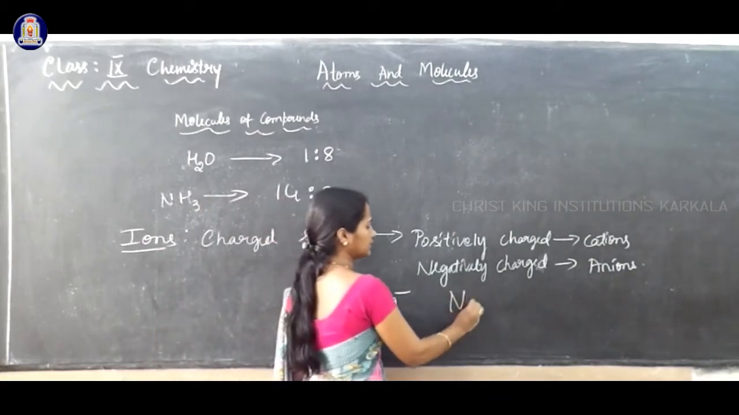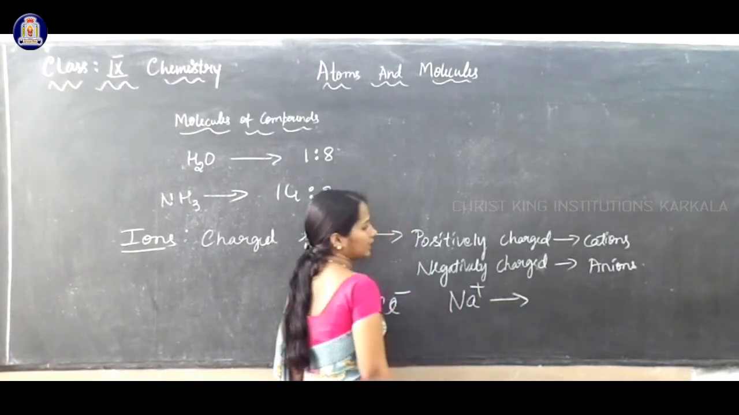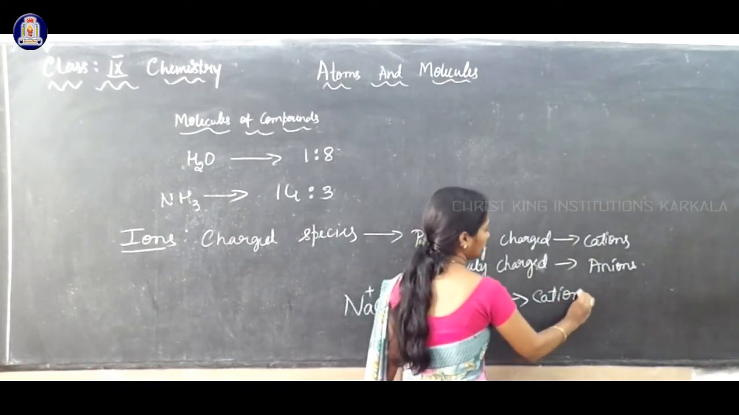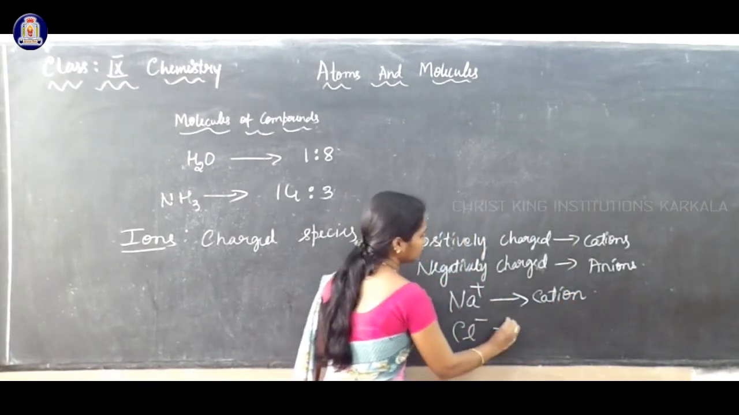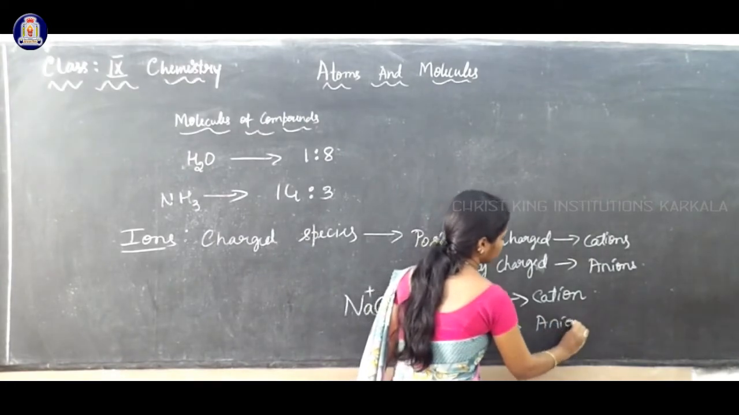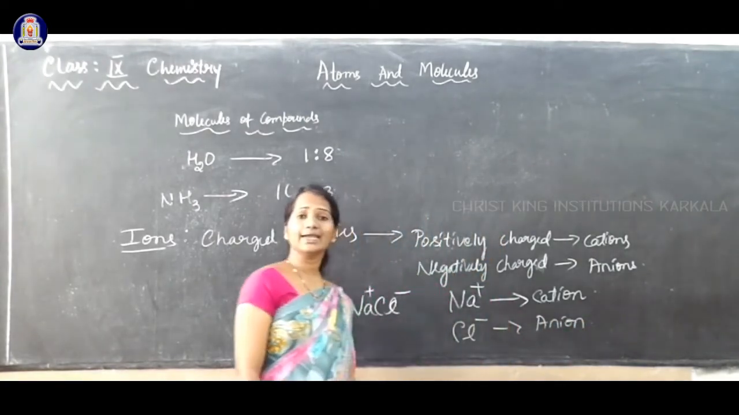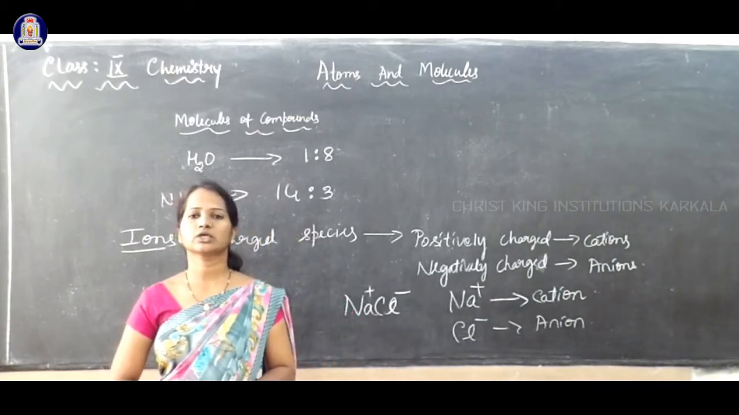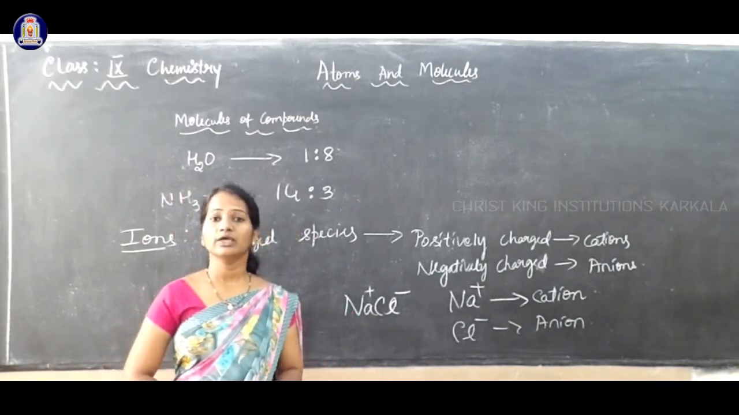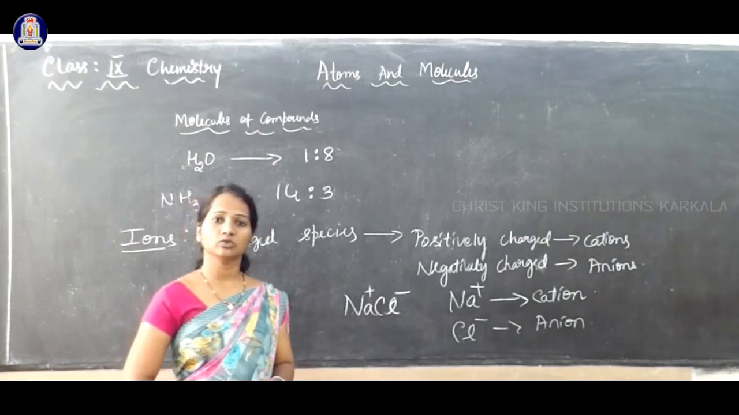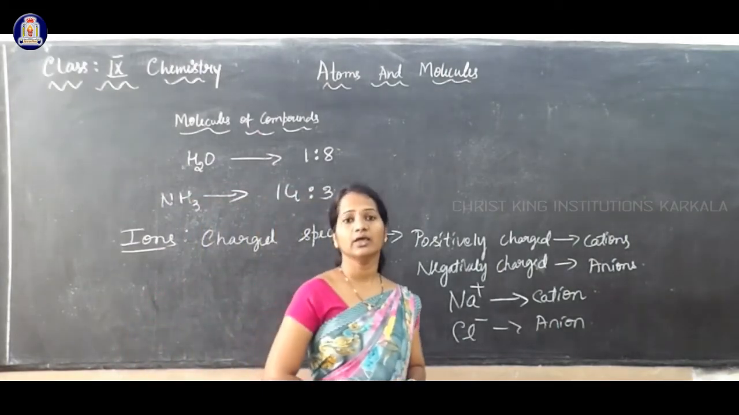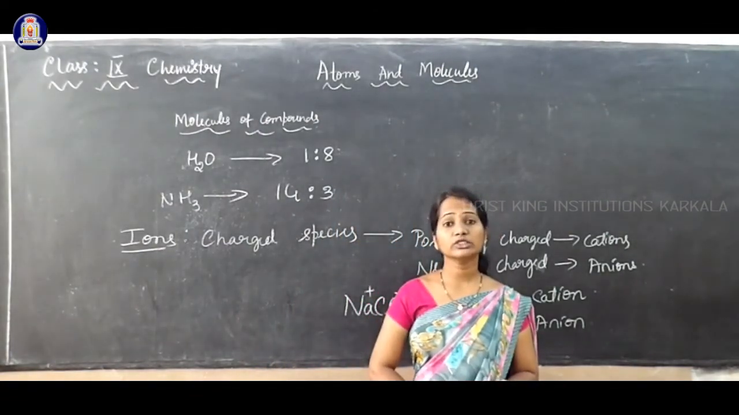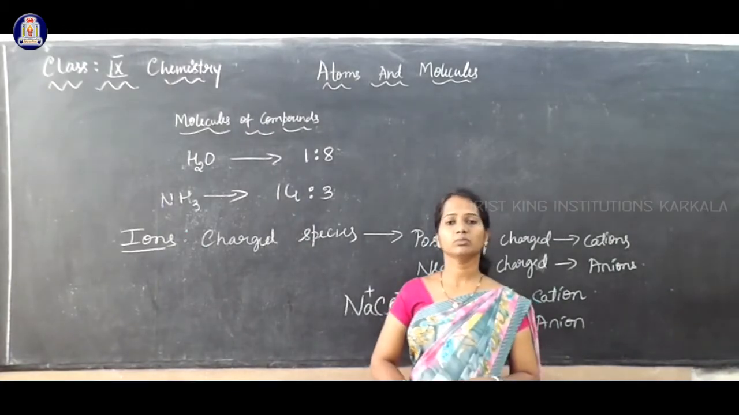So Na+ is which type of ion? Na+ is a positive ion, which is called a cation. Sodium is a cation and Cl- is an anion. So, molecules and ions. What is a molecule? It is a group of two or more atoms chemically held together by the force of attraction. We call them molecules.